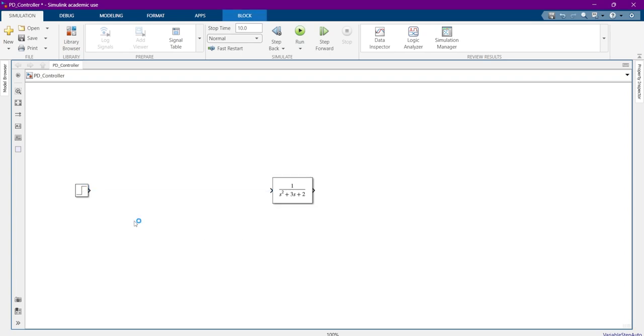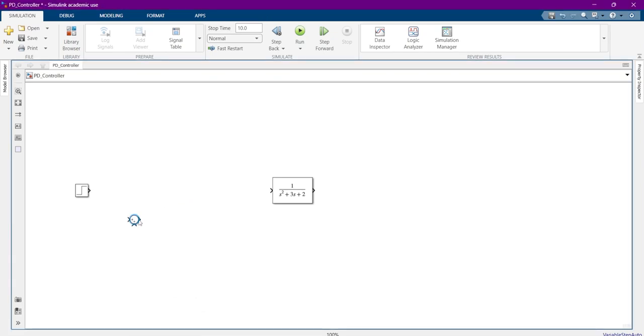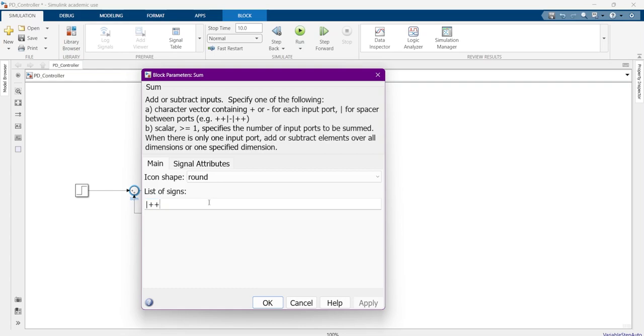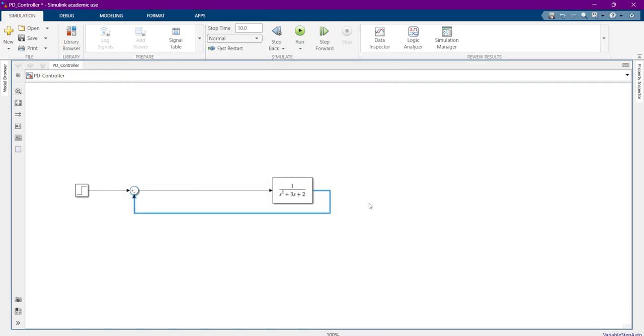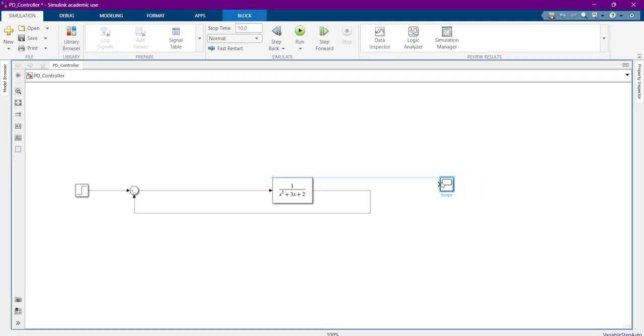We will add the summation block as well in order to form the closed loop or the negative feedback closed loop system. We will take a measurement from the output, then we will change this to have a minus sign, a negative sign in here. Okay, now we will add a scope in order to investigate what's going on with the output. So now we have our system ready without adding any controller.